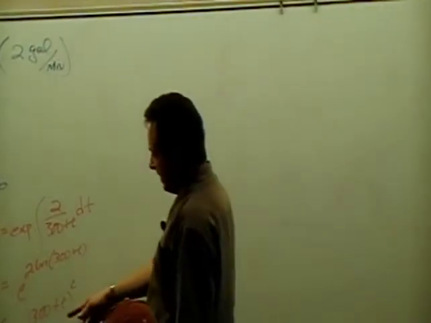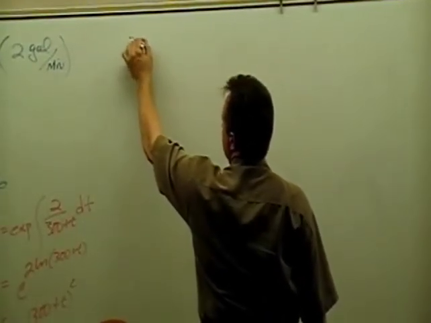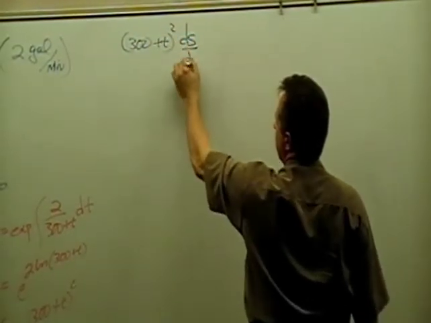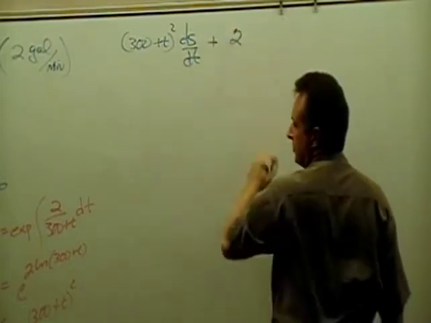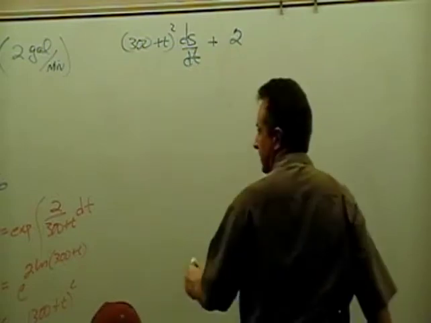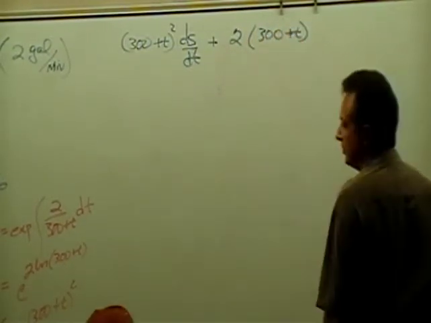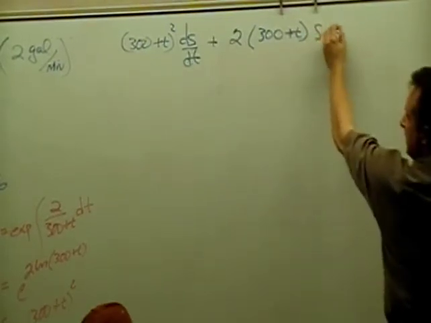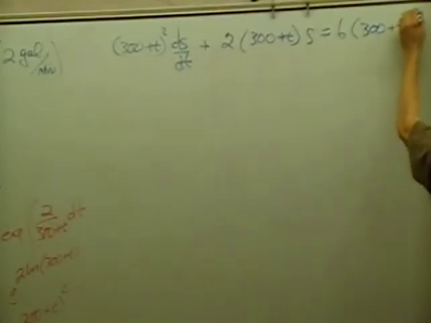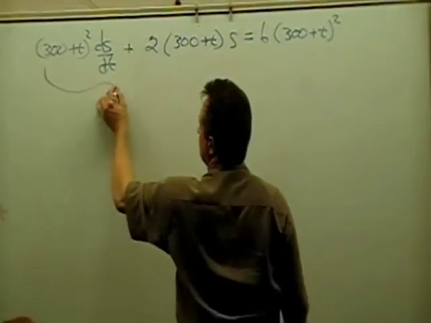Now I take this integrating factor, multiply it through, and what do I get? I get (300 + t)² ds/dt plus 2 times this quantity, which one of these cancels with one of those, just giving me (300 + t)s equaling 6 times (300 + t)². I see this is now a total differential, isn't it?